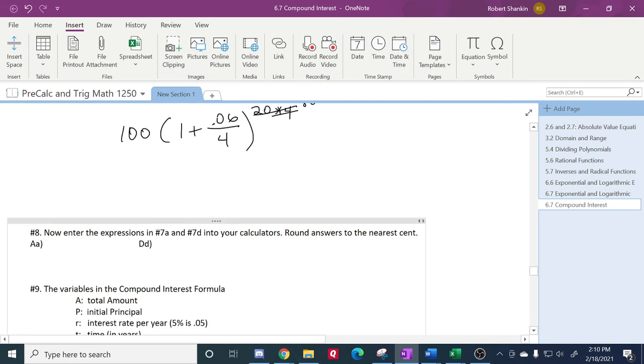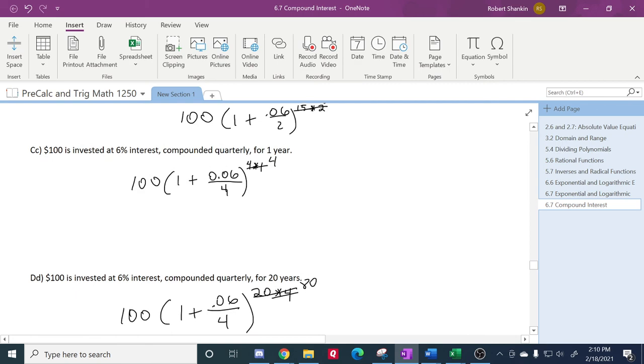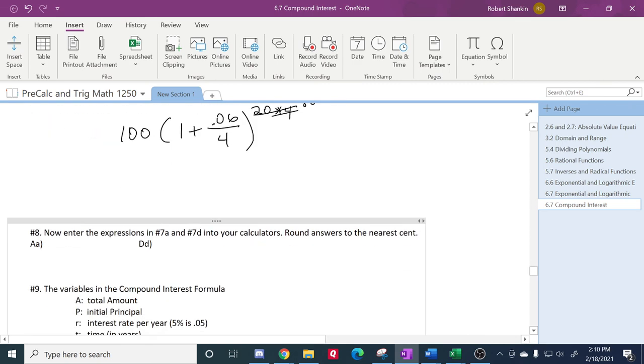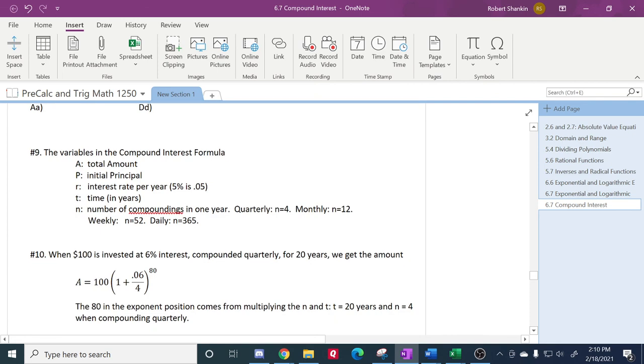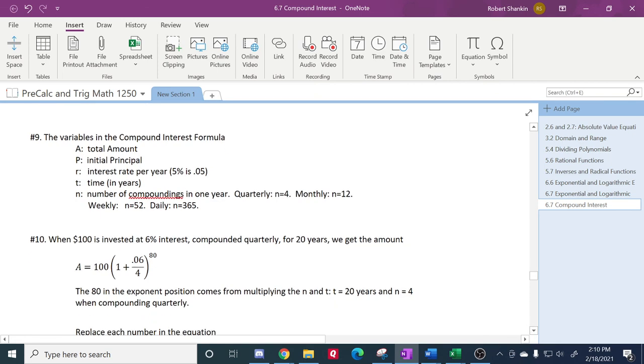Okay. And then, if we were doing this in college algebra, I'd have you practice punching these into your calculator. We're going to skip that. We're going to go to the variables in the compound interest formula.